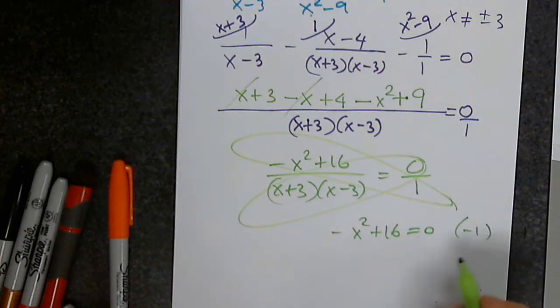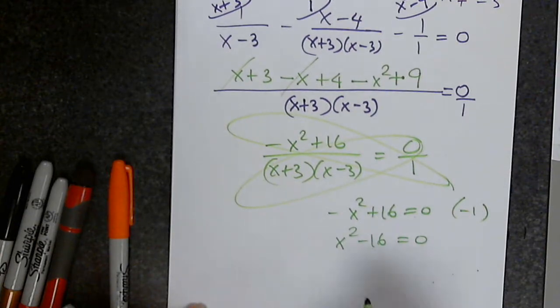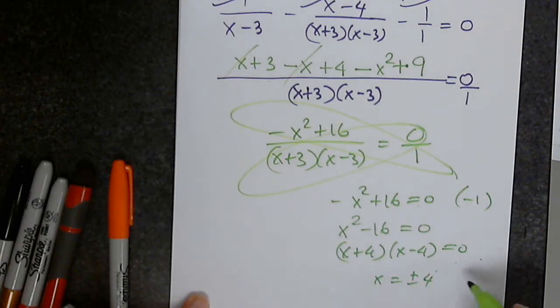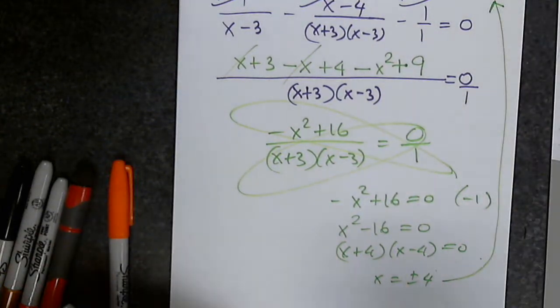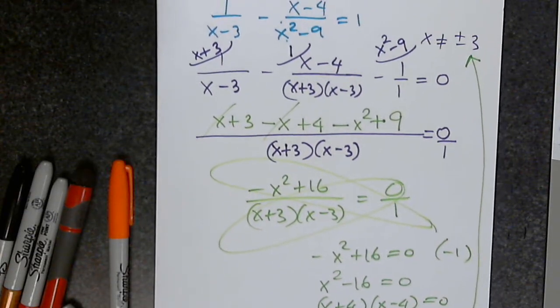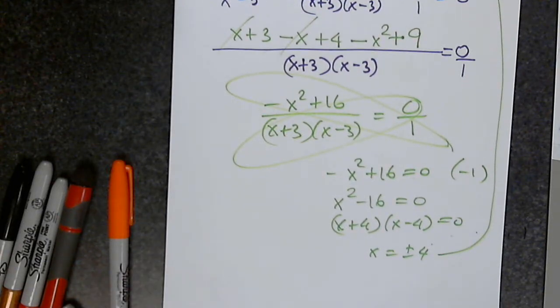Then I multiply both sides by negative 1. So I have x squared minus 16 equals 0. And then I have x plus 4, x minus 4. And I get two solutions, plus or minus 4. Here's my first thought. Are those among the restrictions? Did we all get the same thing?